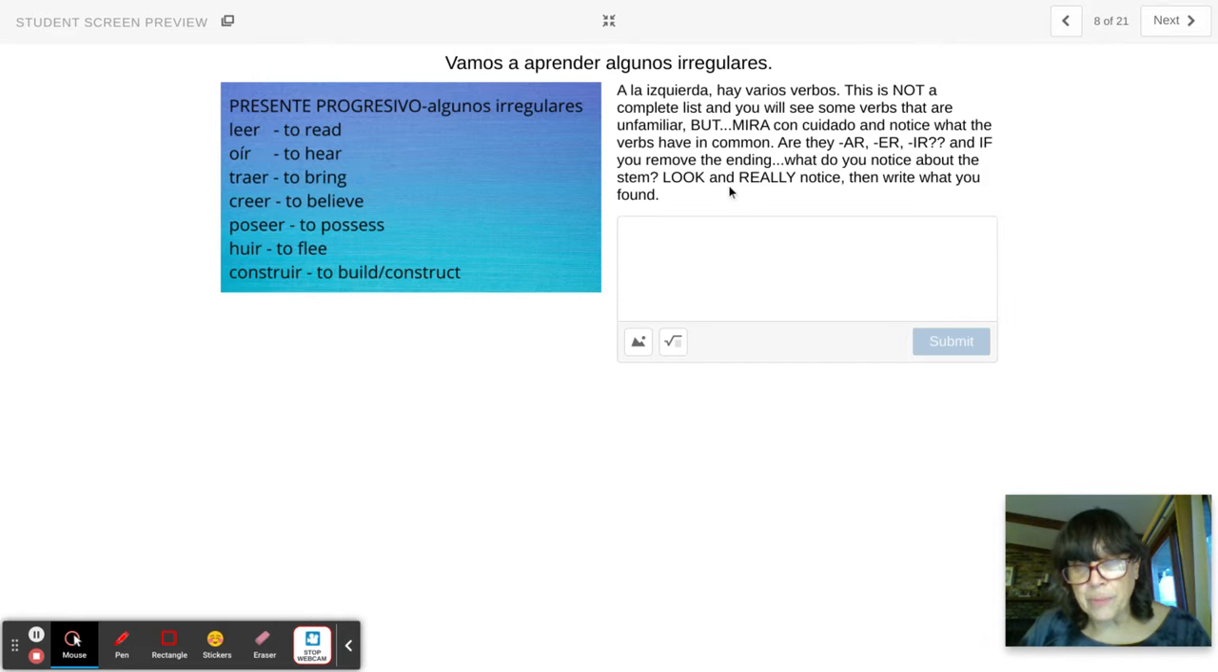This is not a complete list of all the verbs that follow this pattern in the language, but it's a pretty good list. You're going to see some verbs you've never seen before. Huir, to flee or to run away. It's one of my favorite verbs. I like to make people run away from me. But look carefully. That means put your brain in gear and look at the verbs and tell me what they have in common. Leer, oír, traer, creer, poseer, huir, construir.